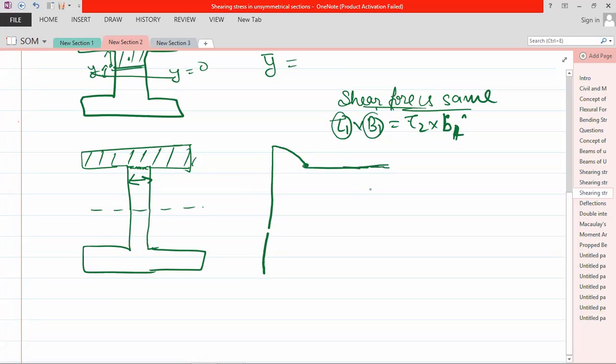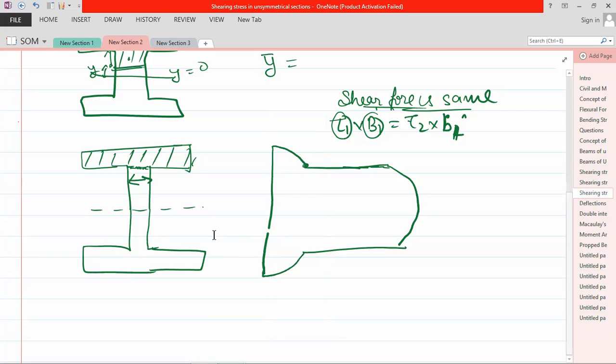Then again rectangular section, parabolic. Then at this point again the length is increased, so it will come down and then again follow the same parabolic path. I hope you are getting it, because these are the things only asked. They do not ask the value.